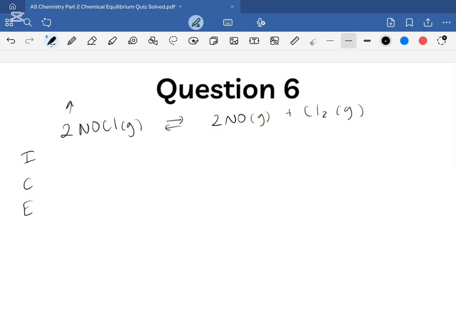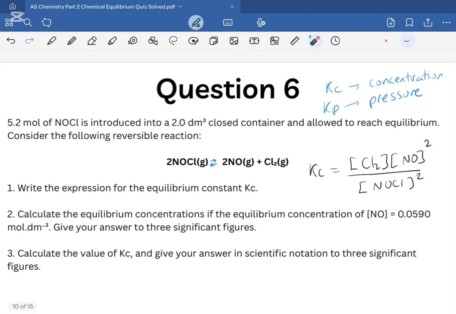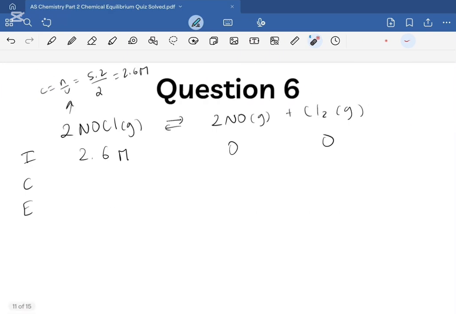So to find the initial concentration, C is equal to N over V, and it's going to be equal to 5.2 over 2, which is 2.6 M. So I'm going to put over here 2.6 M, and here I'm going to put 0, 0, as nothing was stated at the beginning if NO or Cl2 are present. There's only NOCl. Then I'm going to put over here minus 2x.